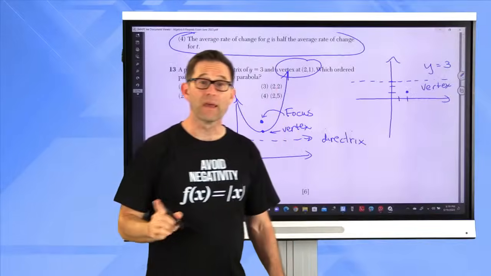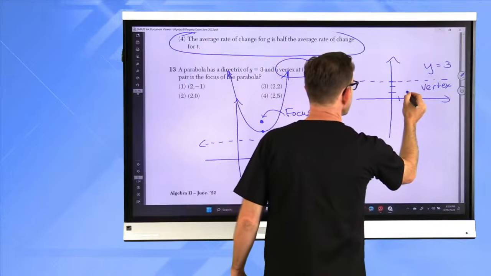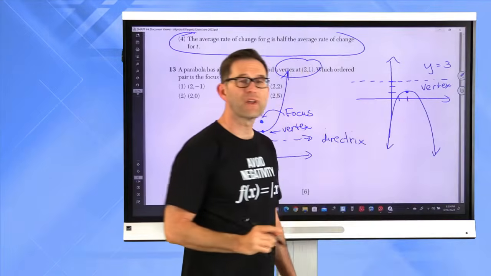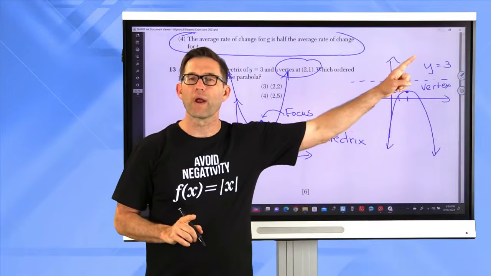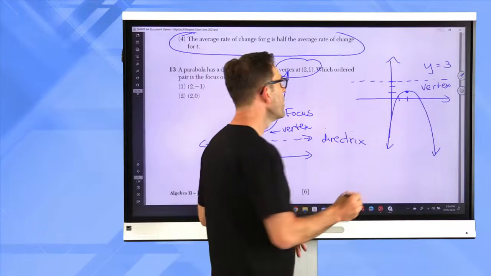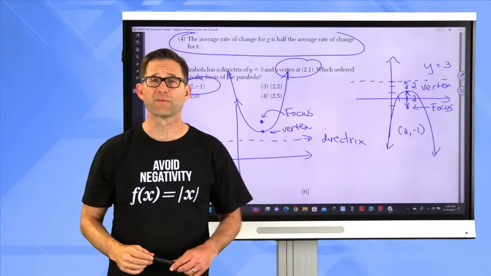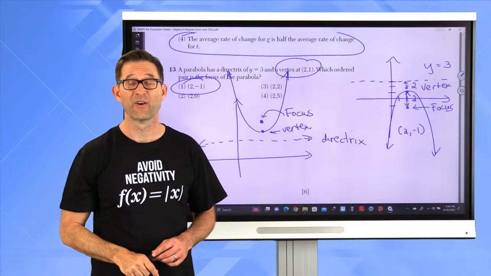Meaning that the parabola actually kind of looks something like this. Remember that the vertex has to be equidistant between the directrix and the focus. Well, it's 2 units away here, and therefore we need to go 2 units down here, and that is going to be at (2, -1). And that is where our focus will be. At least for this problem, that's where our focus will be. See what I did there?